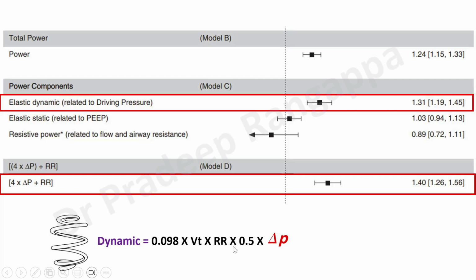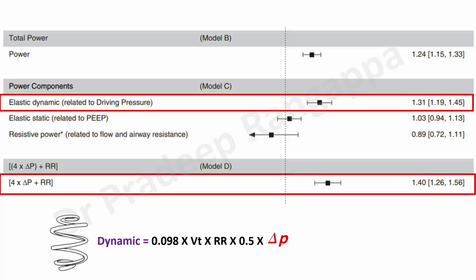0.098 into tidal volume into respiratory rate into half of driving pressure. So driving pressure is coming in everything. Which means again, driving pressure appears to be most important, and add it with respiratory rate. So 4 times the driving pressure is what has a maximum impact on the mechanical power. So now we'll move very slowly to how do we optimize mechanical power?